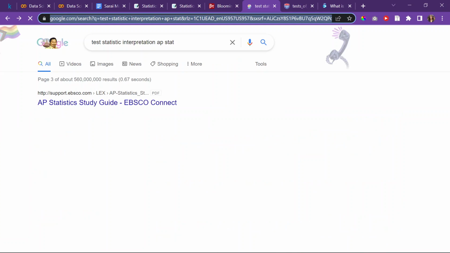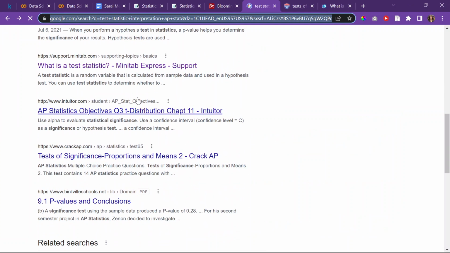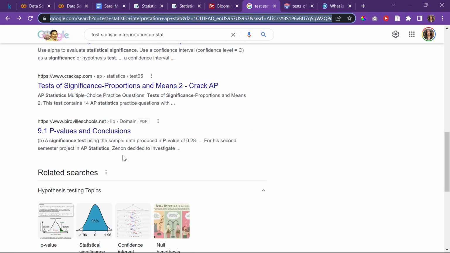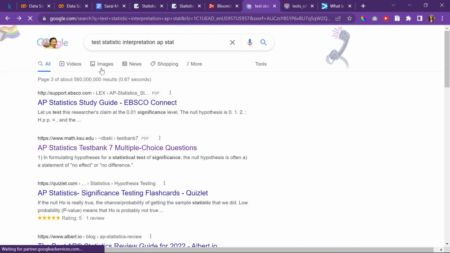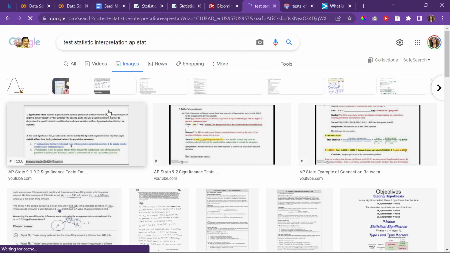What does it mean? Why are we using p-value? Okay, a significant test of proportions. No, I don't want multiple choice. What does this even mean? No. Maybe there's answers in the images.